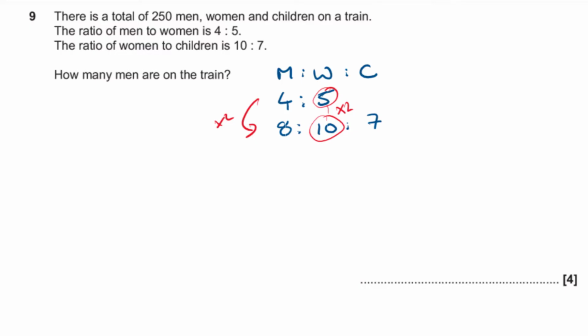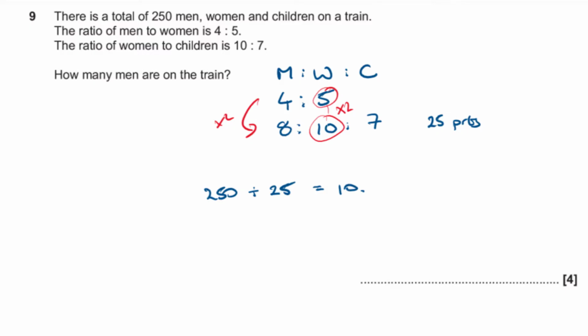So we've got another dividing by a ratio. Now I've got a ratio of 8 to 10 to 7, and I want to divide it into 250 people. So again, how many parts have I got? 8 plus 10 plus 7, that's 25 parts. And so I want to divide 250 into 25 parts. So that gives me each part is 10 then, isn't it?